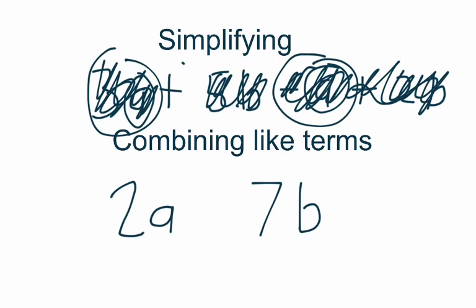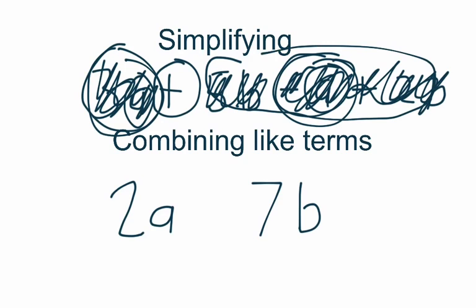All right, and now what's left is that my 2 A's and my 7 B's are going to be added together. Now, I still don't know my answer because I still don't know what A's are and what B's are, but this is much simpler than this. We have simplified it by combining like terms.